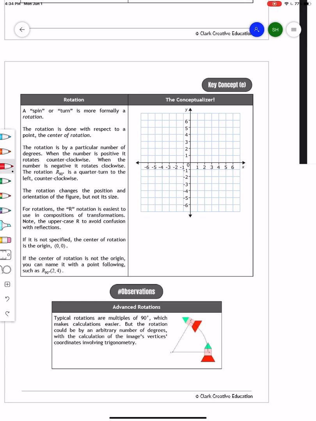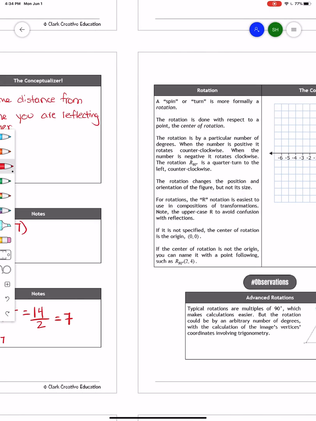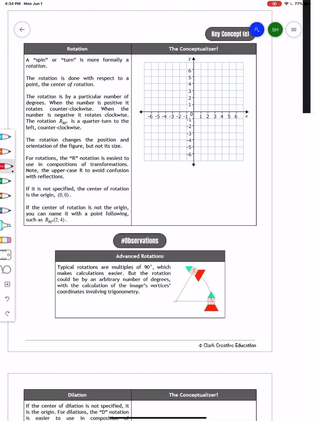Hey guys, so we are going to continue with our part 2. We are on concept E at the moment, which is rotations. There are some neat little tricks I'm going to teach you for rotation. When you are rotating, you have to pay attention if it's clockwise or counterclockwise.